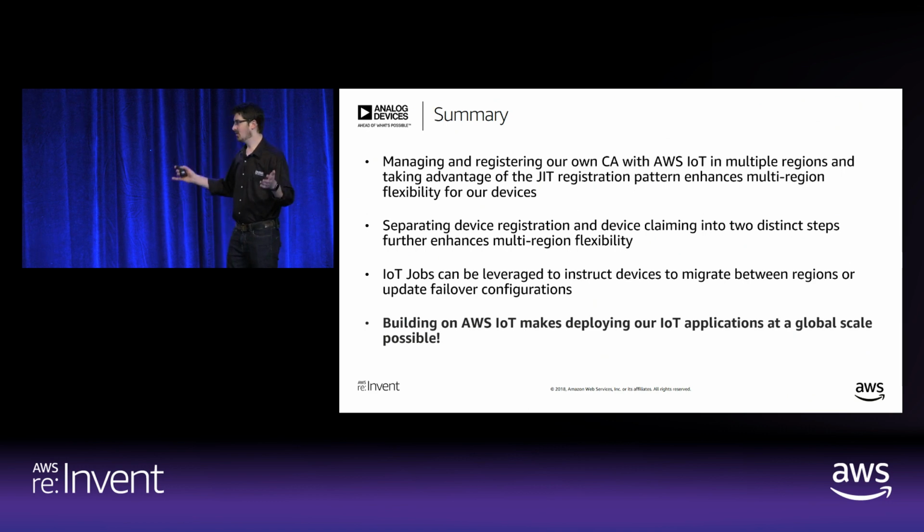And then lastly, all of this that we're talking about, deploying these IoT applications on a global scale, across multiple regions, this is a huge challenge that would have been hard to think about not that many years ago. But building on AWS IoT makes deploying applications like our Argus M product at this kind of scale across multiple regions with resiliency possible. And that's really exciting for me and my team.